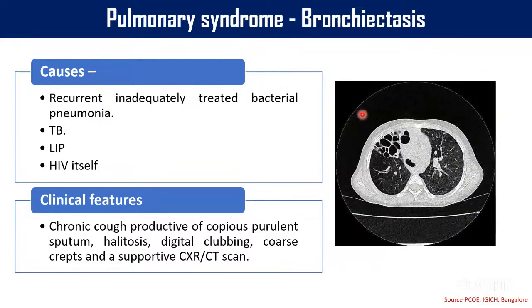The other sequelae like bronchiectasis you need to consider. The most common causes are recurrent inadequately treated bacterial pneumonias, tuberculosis, LIP and HIV itself. Usually they present with chronic cough productive of copious purulent sputum, bad breath, digital clubbing, coarse crepitations. X-ray may be supportive. CT scan will definitely throw a lot of light in these children.